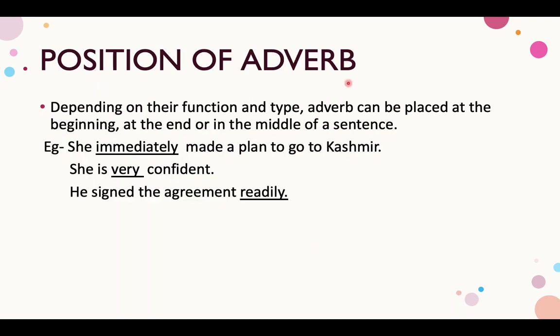Now position of adverb. Depending on their function and type, an adverb can be placed at the beginning, at the end, or sometimes in the middle of a sentence as well. Like, she immediately made a plan to go to Kashmir. So in the beginning we are putting it. Now she is very confident. In the middle we are writing it. So most of the time degree adverbs are added in the middle. He signed the agreement readily. So readily is at the end of the sentence. So it depends upon the sentence where to put an adverb.